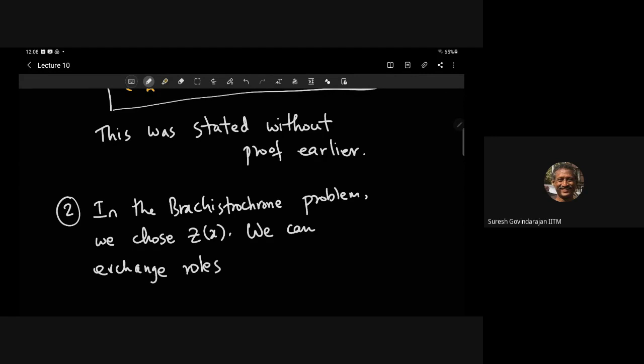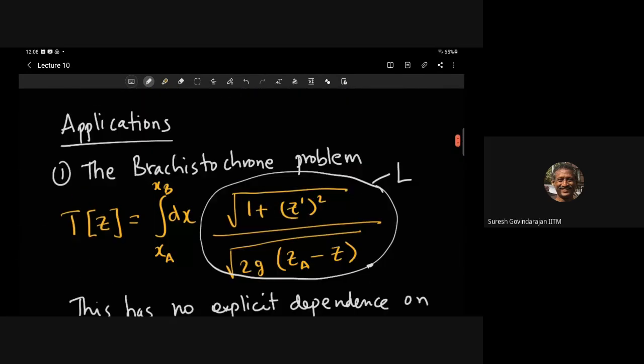Yeah, go ahead. How did we conclude that pz minus l is a constant of motion? So that's what we proved last lecture. Okay, I was just stating results from last lecture.